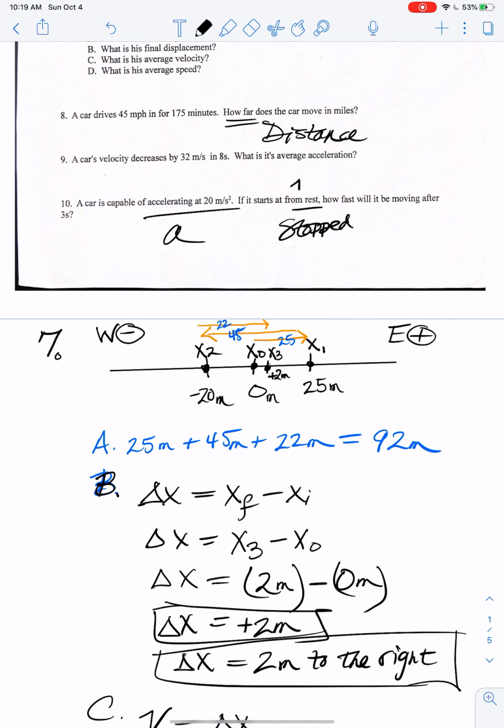So this is going to be VI, and VI is going to equal 0 meters per second. And we want to know how fast at some later time. So we want to know VF, and then the later time is 3 seconds. So you can see we can solve this fairly easily now that we've interpreted the problem.